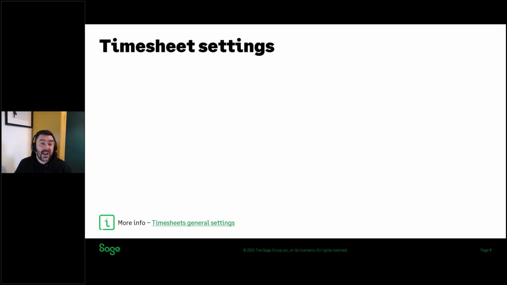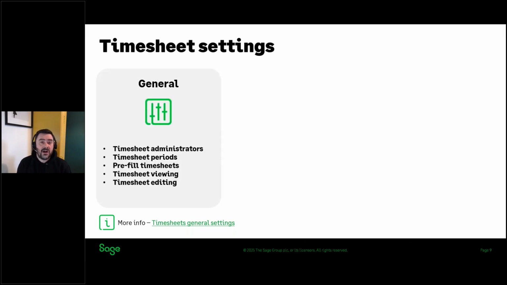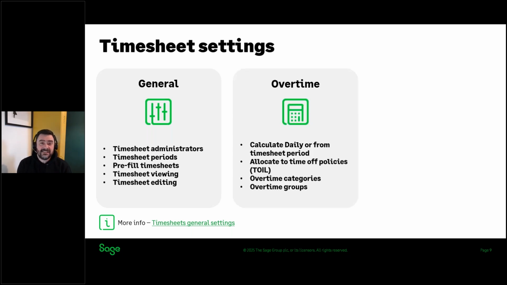Now, the settings we're going to take a look at this morning are split into three areas. So we're going to start with some general settings, which determine what timesheets look like and how they work for your employees. So that will involve timesheet administrators, setting the timesheet period, and some pre-fill options. We're going to explore the overtime settings, allowing you to track hours over and above an employee's working pattern and what you can do with that overtime. It can be a bit flexible, can be assigned to time off policies, for example.